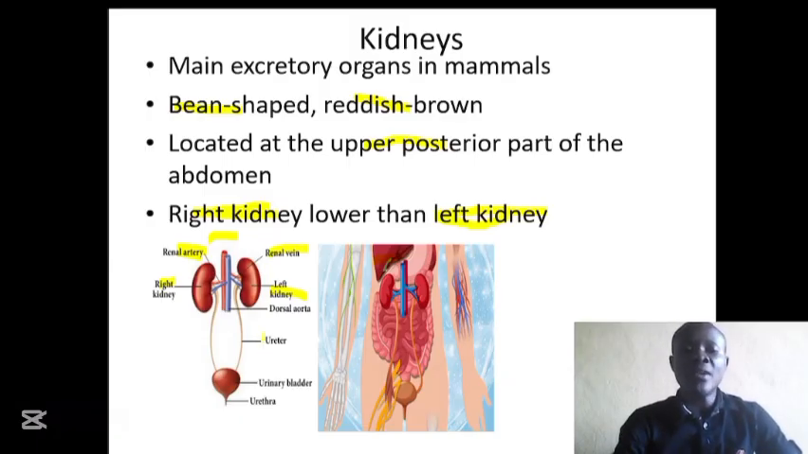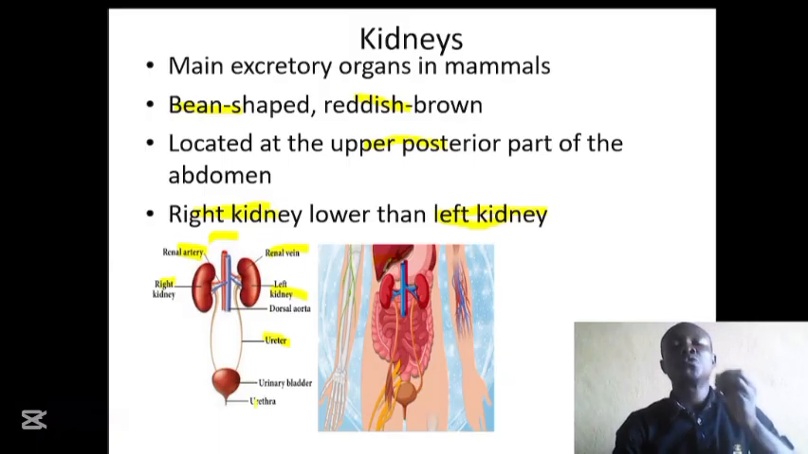We also have the ureter. The ureter carries urine from the kidney into the bladder. There is a difference between the ureter and the urethra. The urethra carries urine from the bladder to the outside of the body, while the ureter carries urine from the kidney to the bladder.